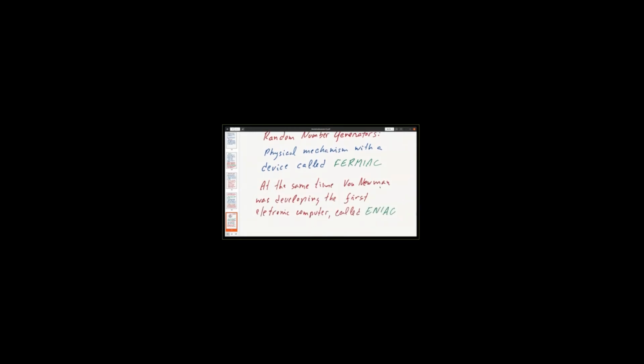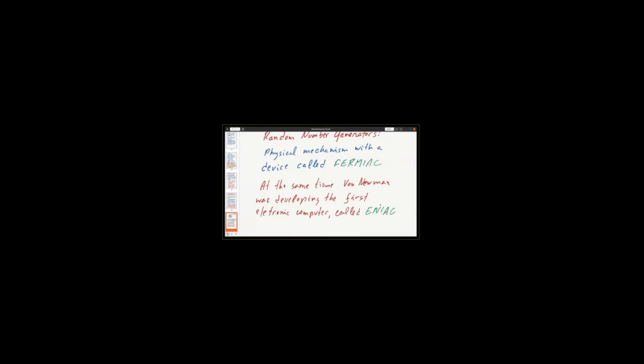At the same time, von Neumann at another university was developing the first electronic computer, and it was called ENIAC. ENIAC is a nickname for this electronic computer, and Fermiac, of course, was named after this ENIAC. So Fermiac was the Fermi method to generate random numbers and do Monte Carlo almost by hand, while von Neumann, his group, was developing an electronic computer, and of course, running the Monte Carlo there was one of the main objectives of this group.